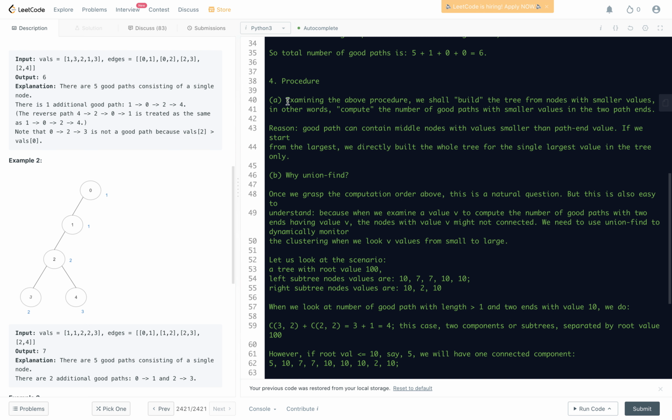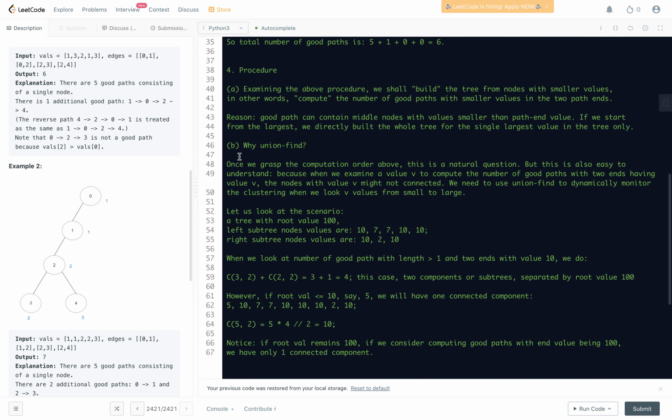So now with that done, let's look at the procedure. For the procedure, we want to emphasize 2 points. First, if we examine the above procedure, we shall build the tree from nodes with smaller values. In other words, we compute the number of good paths with smaller values in the 2 path ends. So what's the reason? Because the good path can contain middle nodes with values smaller than the path end value.